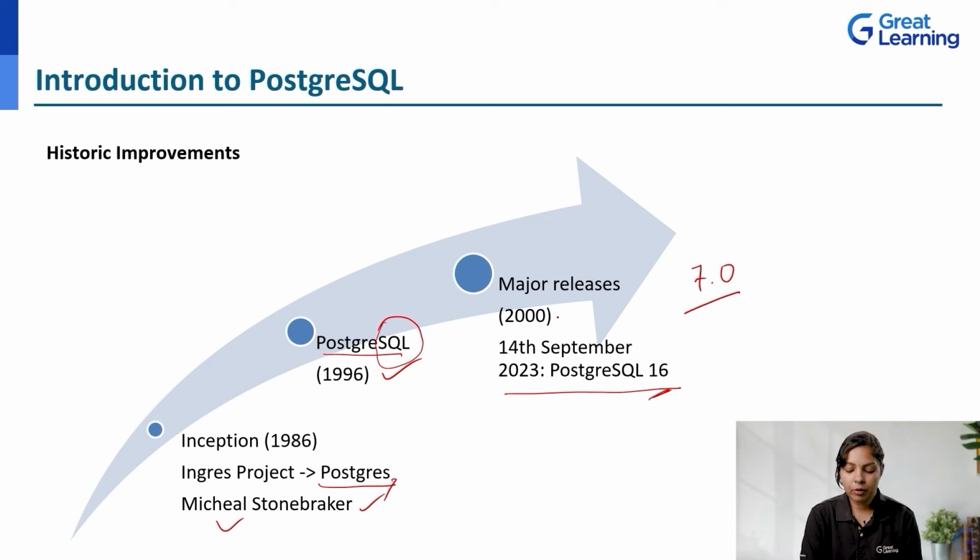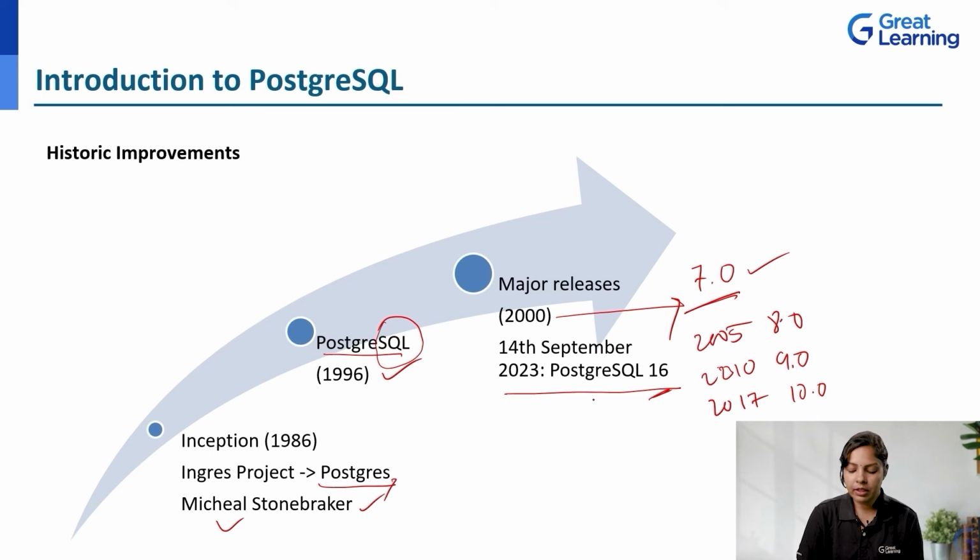So as I said, from 2000, major releases and major enhancements were done. For example, in 2000, when version 7.0 was released, the concept of foreign keys was added. Similarly, after that, another release was in 2005, that is 8.0. Then in 2010, 9.0. Then it was in 2017 when the 10.0 version was released.